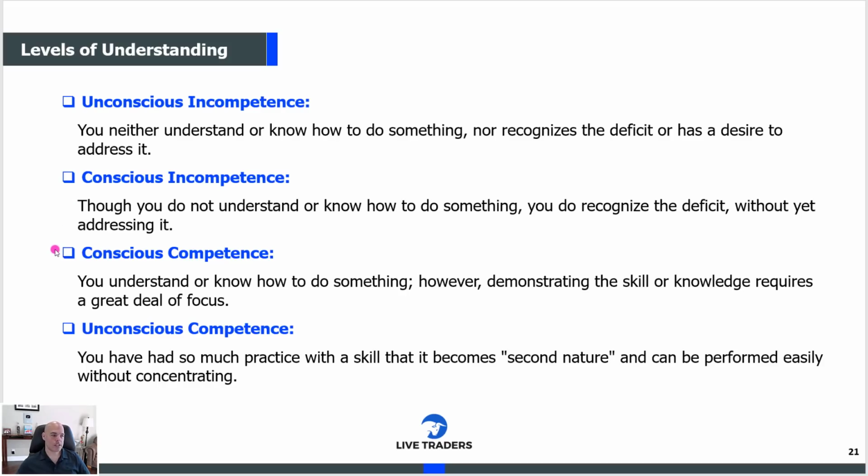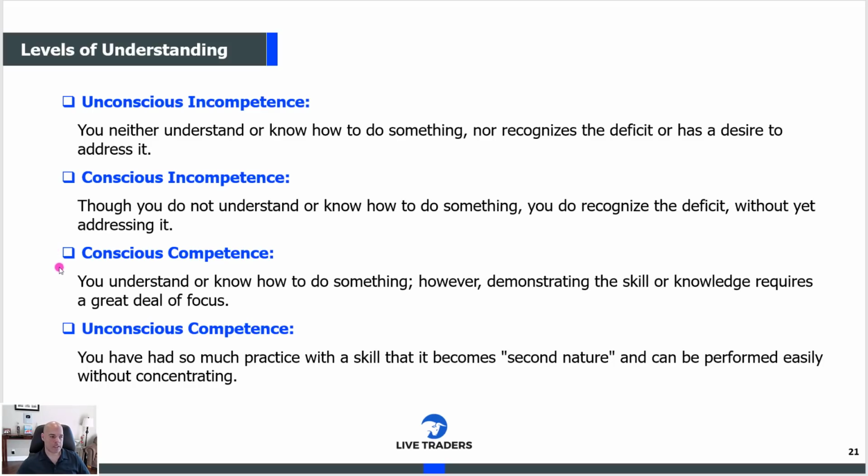Then you get to conscious competence. You understand or know how to do something. However, demonstrating the skill or knowledge requires a great deal of focus and you make mistakes. Most of you are stuck between these two areas, literally in the middle. With conscious incompetence, you understand there's a deficit, but you still do stupid stuff, right? That's what I call the idiot transition. You understand there's problems, but you still do stupid things, but you're working towards addressing those problems while you're still doing stupid stuff.